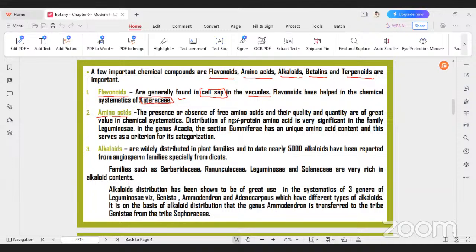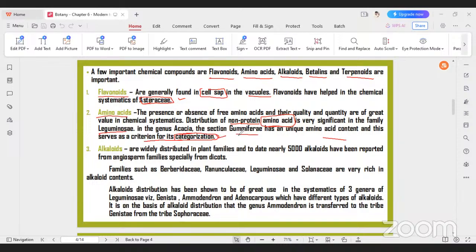Non-protein amino acids. Actually, amino acids are protein subunits, but some amino acids do not form protein. Non-protein amino acids play a very important role in recognition of the Leguminosae family. In the genus Acacia, the section Gummiferae has unique amino acid content, and this serves as a criterion for this categorization. So there are 21 different types of amino acids.